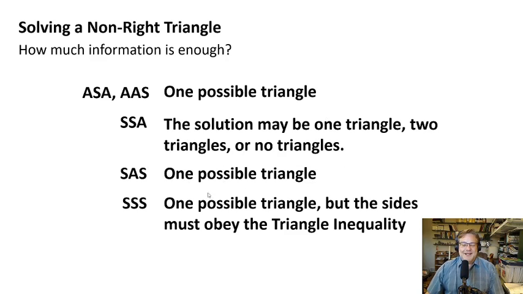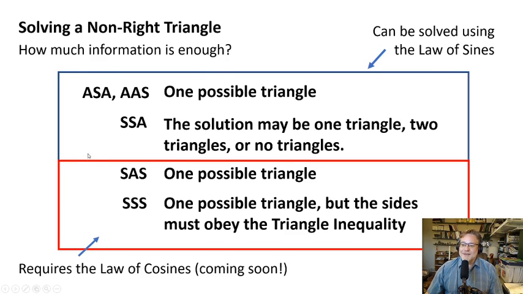For side, angle, side, that's nice and neat. That's just one possible triangle. Side, side, side, one possible triangle, but the sides must obey the triangle inequality. Otherwise, there's no solution whatsoever. Okay, and we're going to be solving a bunch of triangles in which you're given different combinations of this information. And actually, we're only going to be discussing the first two here in this lesson because these two instances require the law of sines. Down here, it's the next lesson, the law of cosines, which is coming soon. And in order to solve these, you really need to have the law of cosines as well.